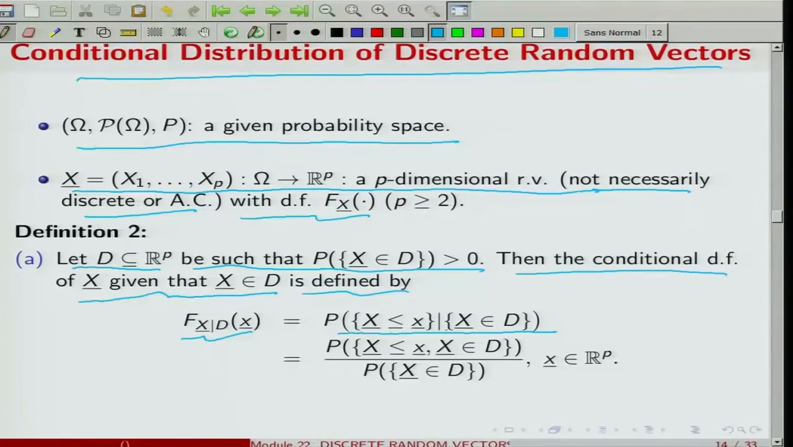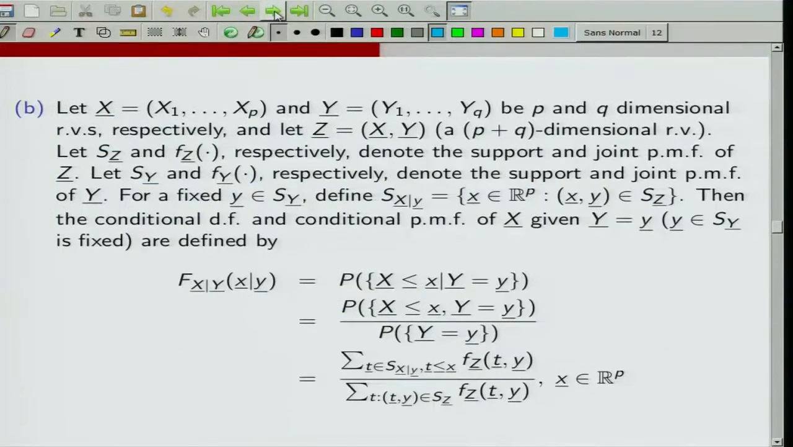Probability of A given B is the same as probability of A intersection B divided by probability of B. That is, probability X less than or equal to x and X belonging to D, divided by probability X belonging to D. This is how we define the conditional distribution function of X given that X belongs to D. It can be checked that this is a proper distribution function. So, it satisfies all the properties of a distribution function in terms of variable x, and here D is a fixed set that is given to you.